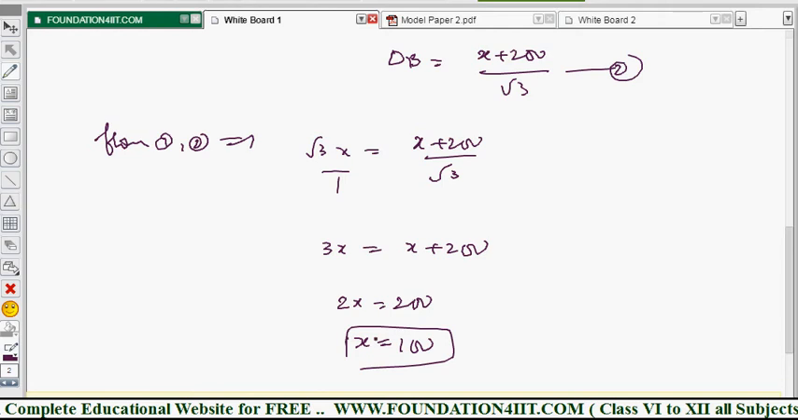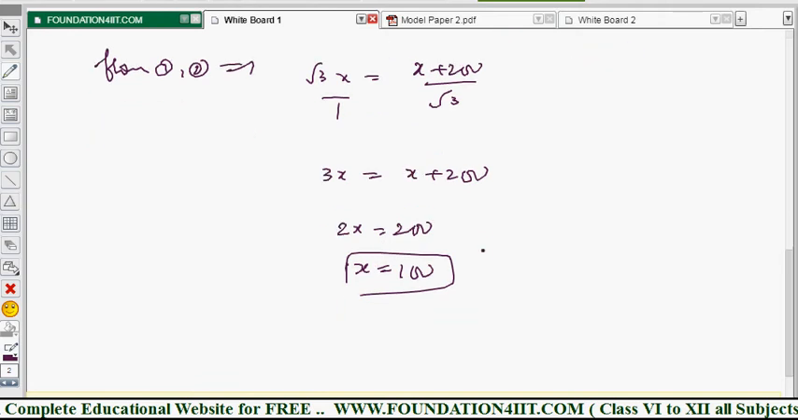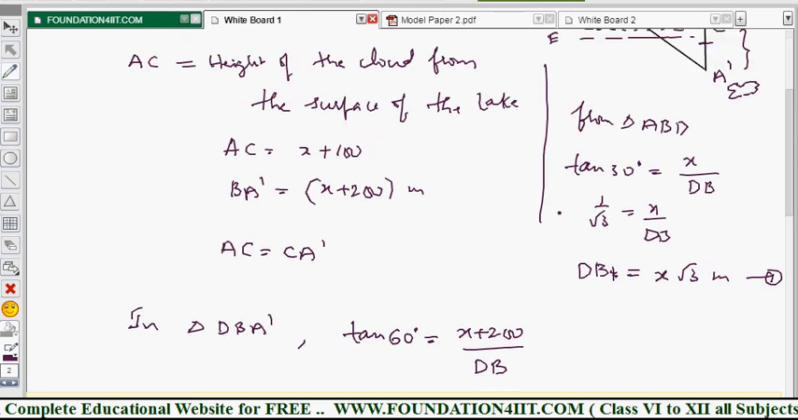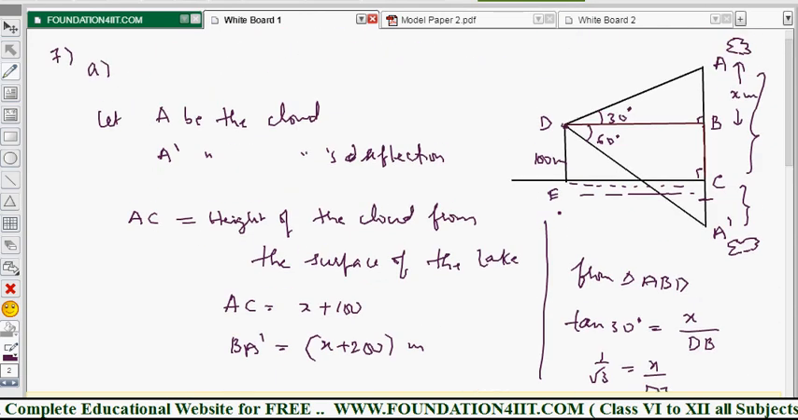The height of the cloud from the surface of the lake is total 200 meters now. The x value is 100 meters. Then height is equal to x plus 100. Therefore 100 plus 100, because it is already 100 meters above the lake. So 200 meters is the height of the cloud from the surface of the lake. So we observe this, right? So we can solve this. And next one.